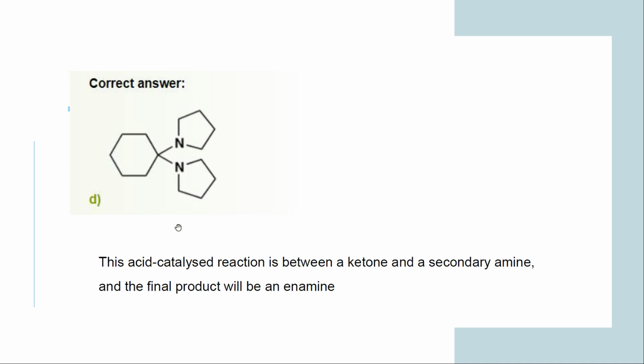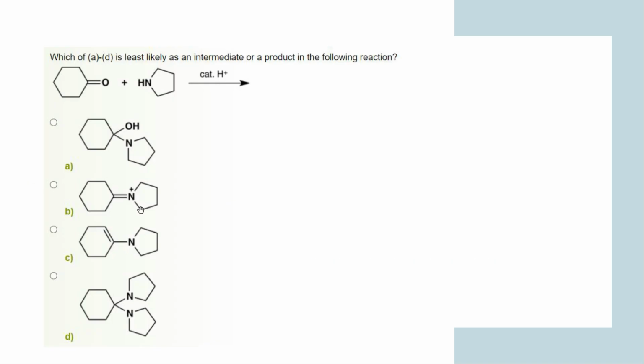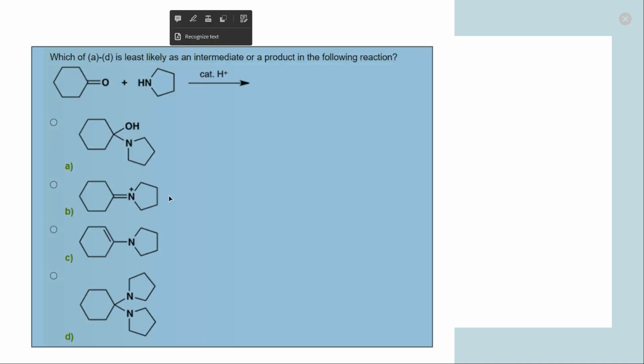Here is the description for this particular option. You will always get an enamine by the reaction of a ketone and secondary amine, and the second amine molecule will not get added up into the enamine. So basically option B is the most favored product.